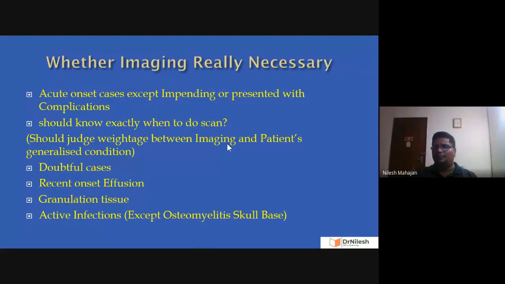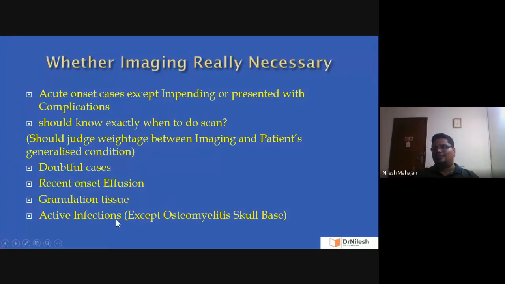So recent onset effusion also, if it is not going to lead to any complications, it is better to give a medical line of treatment and wait for some time. Then suppose there is a granulation tissue in the external auditory canal or over the tympanic membrane, which can be resolved with medical management and is not associated with much hearing loss, and not a cholesteatoma as well, then you can avoid the scan. You can just take a call whether you want it or not.